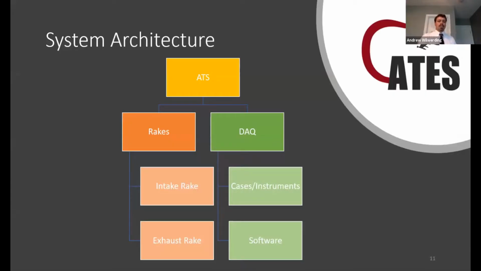All right, so this is the system architecture that we came up with. We had 12 engineering students on the project, so we split 6 and 6, 6 on the rakes and 6 on the data acquisition. Then further, we separated into 2 smaller teams to tackle the intake rake, exhaust rake, case instruments, and the software. So that is all that I have. Now I'm going to hand it off to Jason Denny, who will go into the intake rake details.